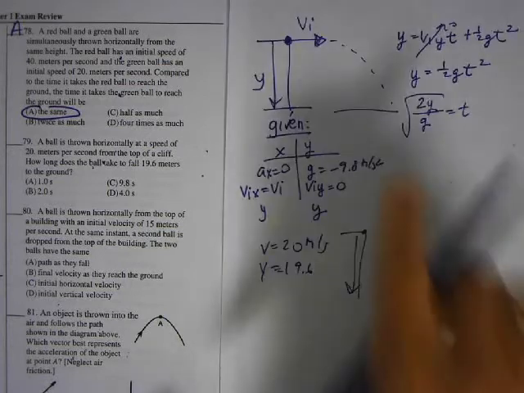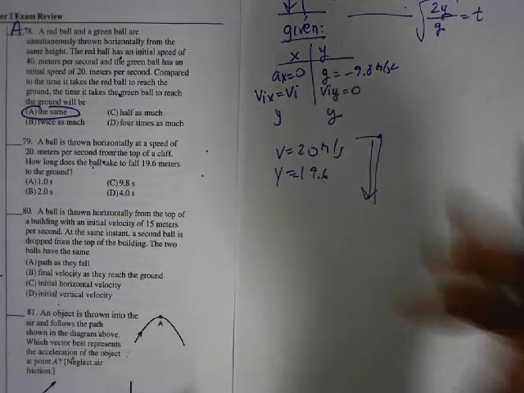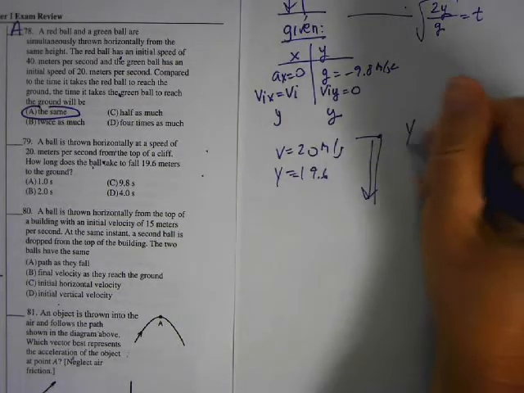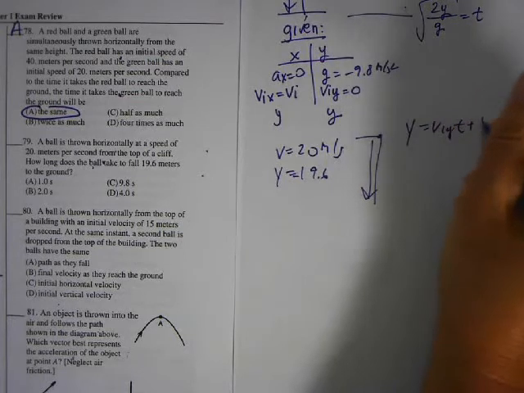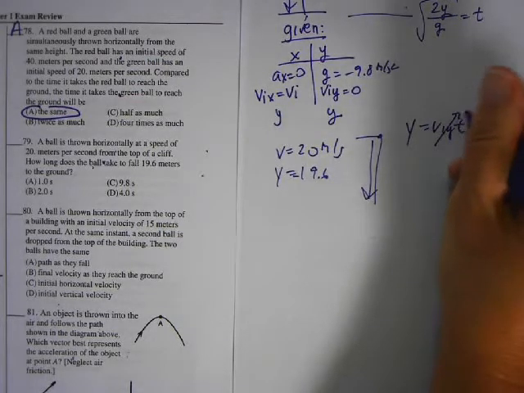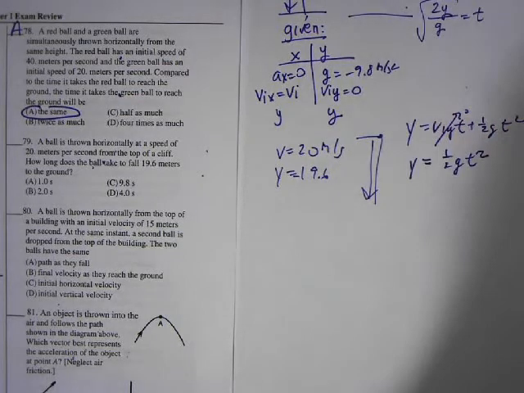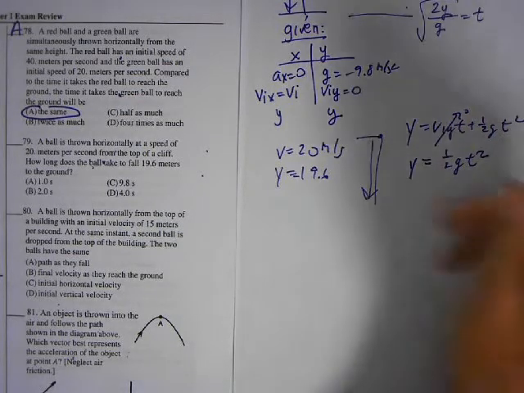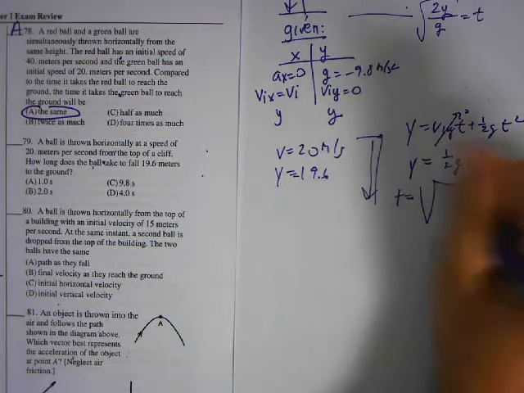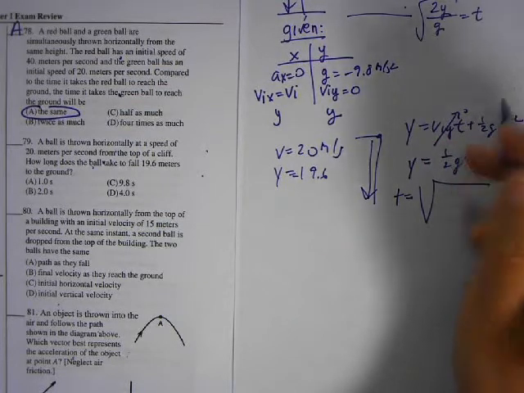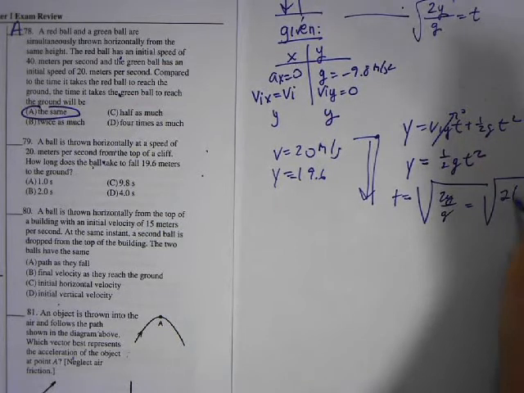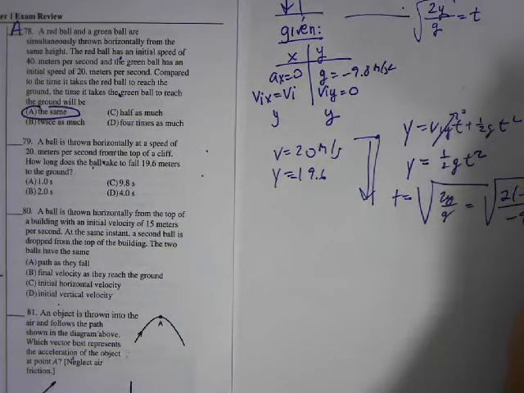And I already did the calculations here, so we just use that same equation. Remember, y is equal to V_iy t plus 1/2 g t squared. This is 0, so y is 1/2 g t squared. We rearrange the equation to solve for the unknown in terms of the known, so t is equal to the square root of 2y over g. We substitute in our values: 2 times negative 19.6 meters divided by negative 9.8 meters per second squared.